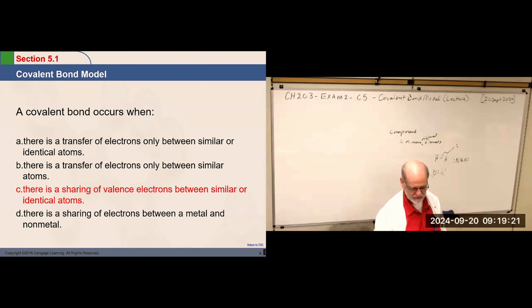So covalent bond is sharing of valence electrons. Remember, the valence electrons are the ones that are available to enter into bonding. They're the only ones that enter into bonding at this stage of our studies. So we can ignore the core electrons and just focus on the valence electrons when we're trying to form molecules or any type of bond.